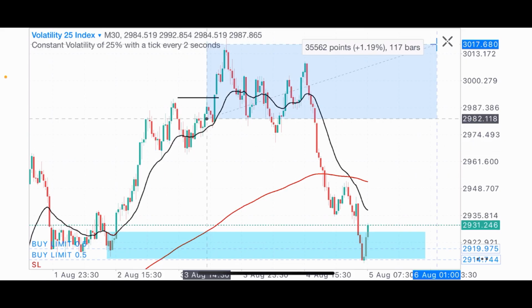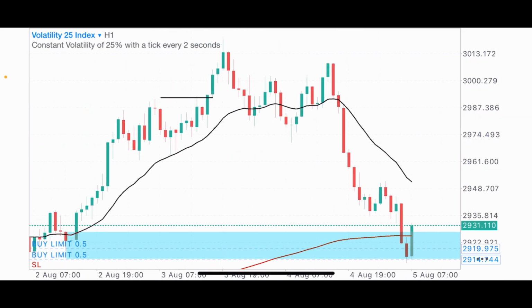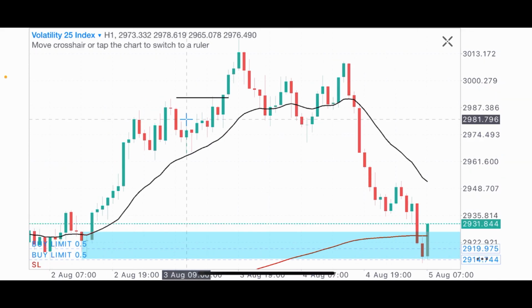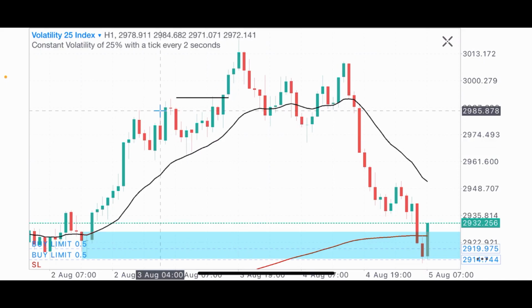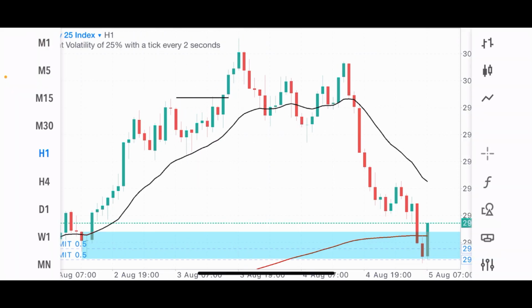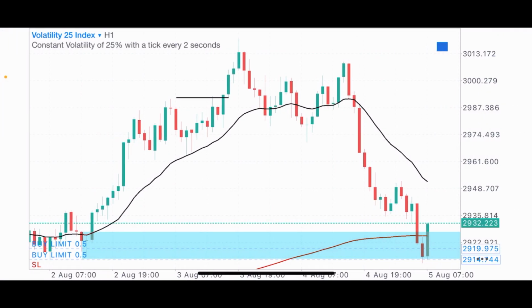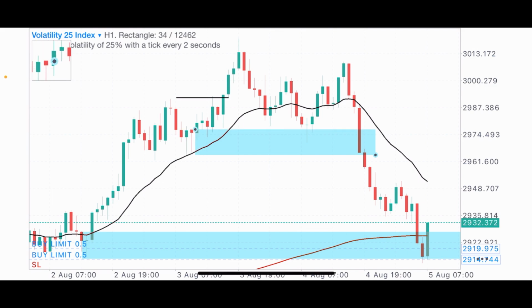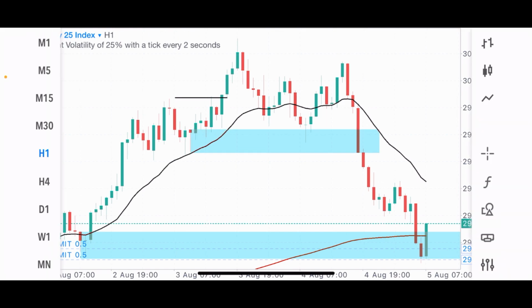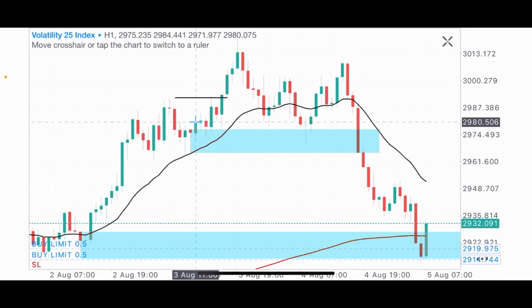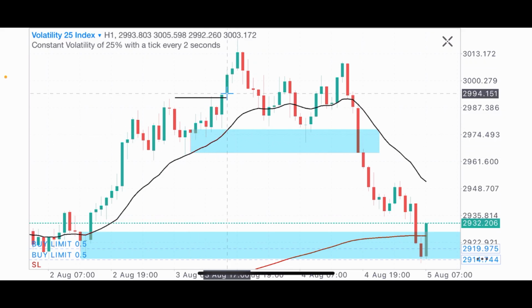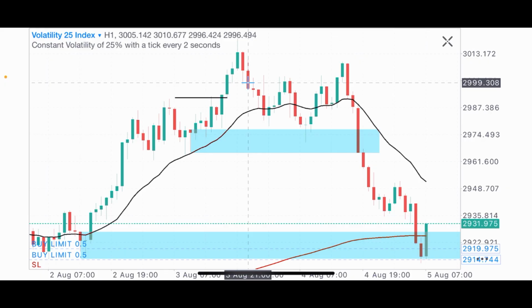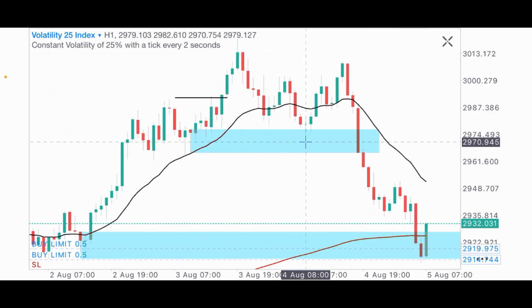On the 1 hour time frame, this was the last bearish candle before the big move that broke the structure. So you plot your zone on the candle. You connect the wick. When you plot your zone, you wait for price to come back to this zone, then you take your entry.